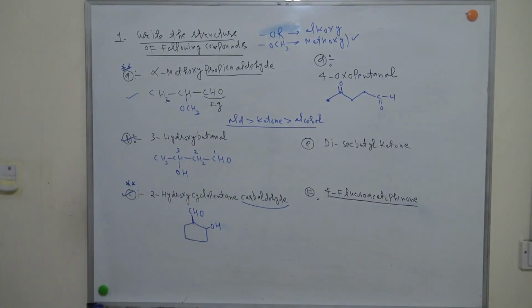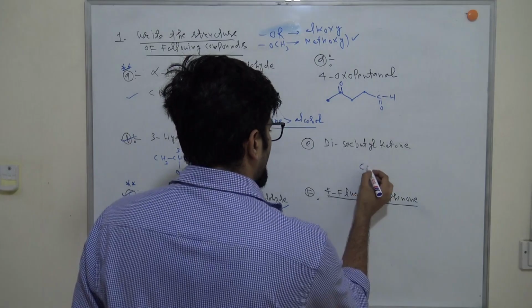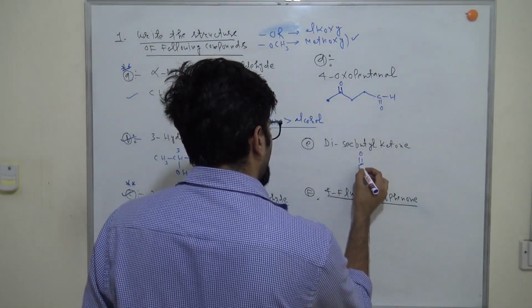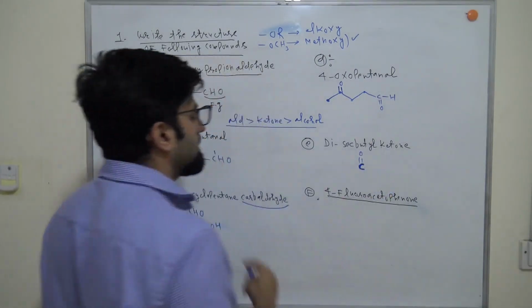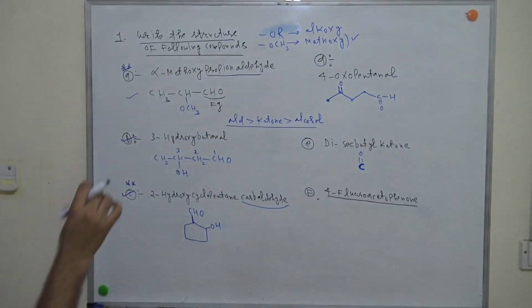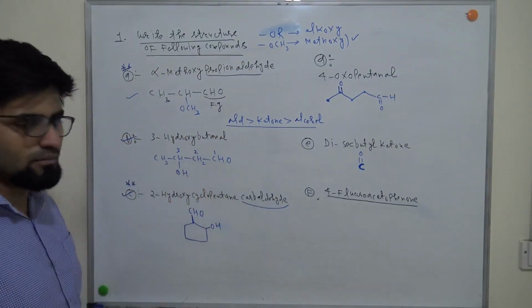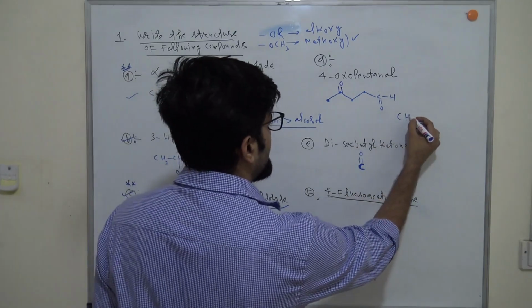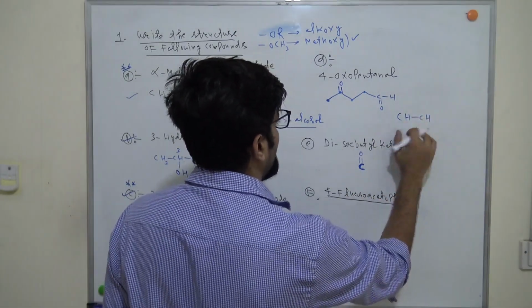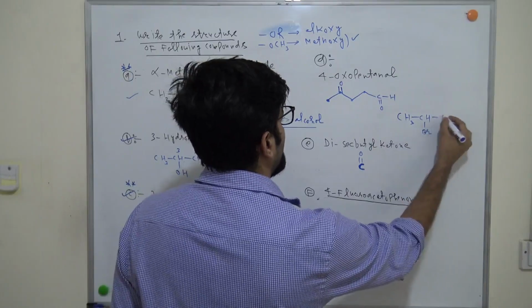Okay, now di-secondary butyl ketone. Now we have a question: di-secondary butyl ketone, right? So think about it. How will you do this? Di-secondary butyl ketone. First of all, I will write the ketone. Okay, this will be my ketone. Now I need di-secondary butyl. What is the meaning of a secondary butyl group? Okay, this is your secondary butyl group, CH3, CH, CH2, CH3.